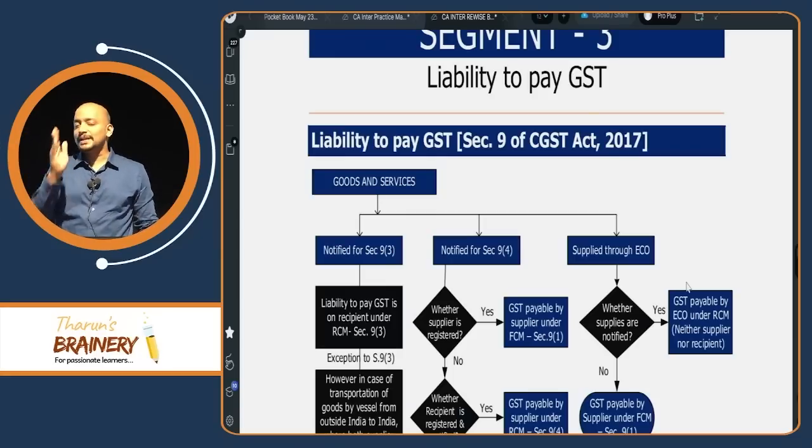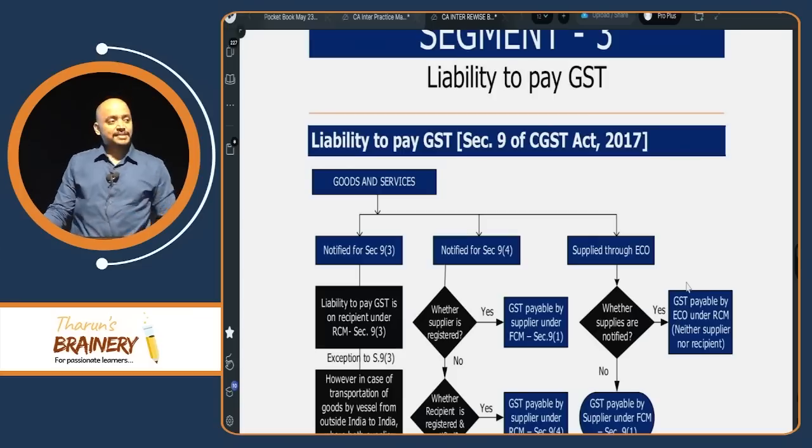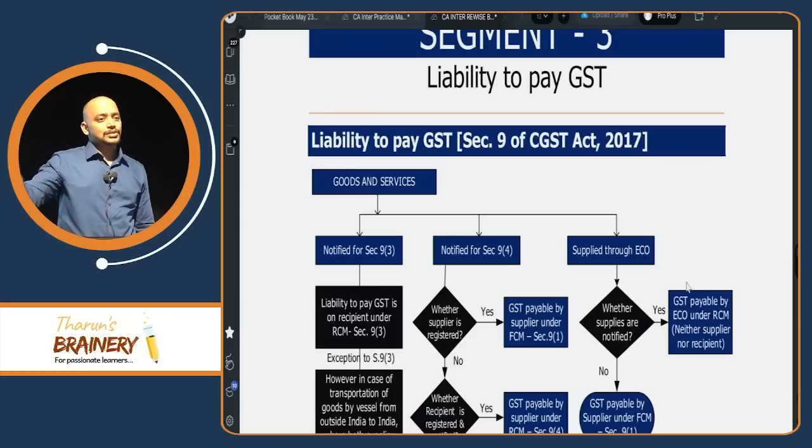Okay. Again I am repeating, please answer. 9(3), who will pay GST to government? Recipient. 9(4), who will pay GST to government? Recipient. 9(5), who will pay GST to government? E-commerce operator. Then when will 9(3) be applicable? Notified goods and services. When will 9(4) be applicable? Purchases of promoter or builder from unregistered person. And when will 9(5) be applicable? Notified services through e-commerce operator.